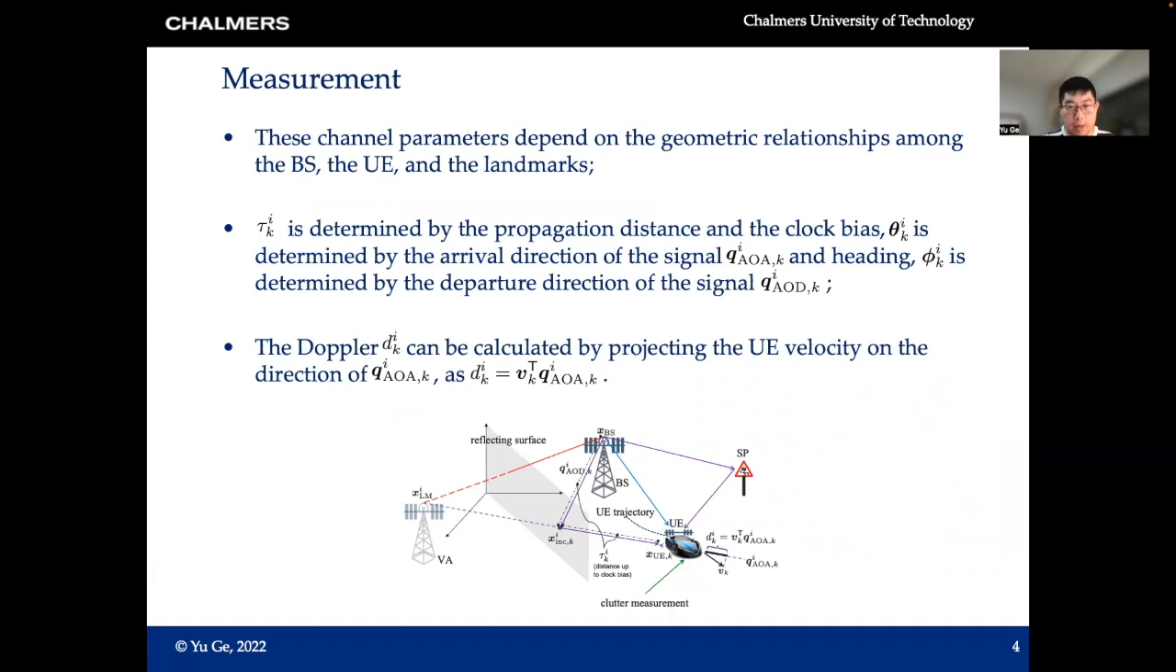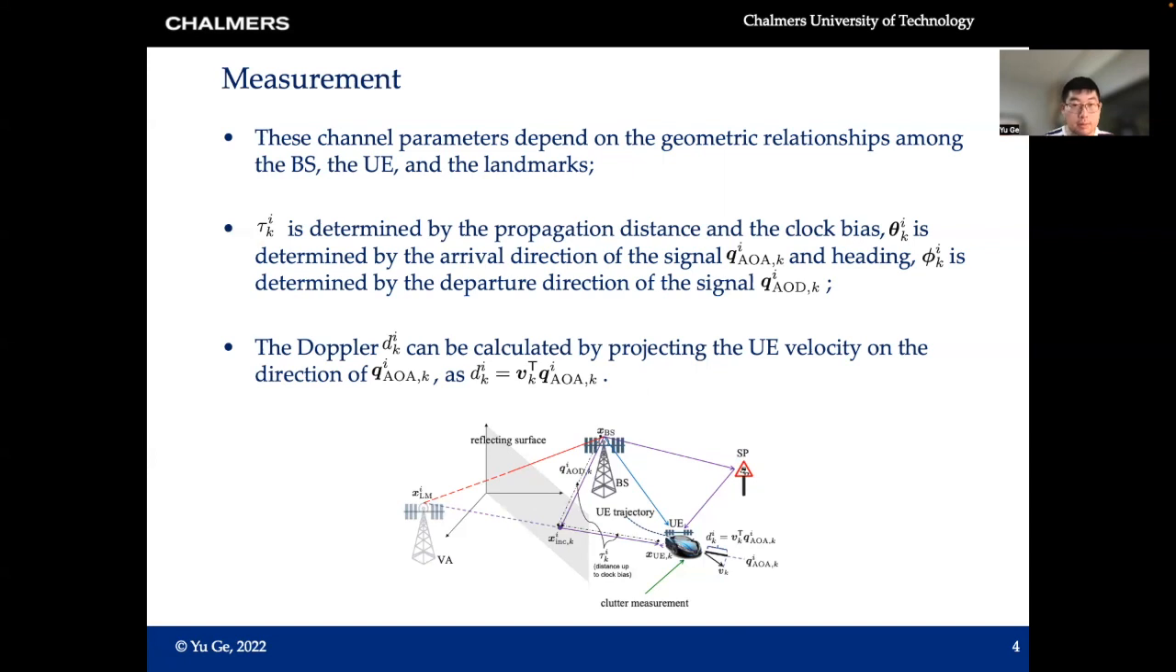Then let's look into the measurements in more detail. The channel parameters of each path depend on the underlying geometry among the base station, the user, and the landmarks, as shown in this figure. The delay is determined by the propagation distance and the clock bias. The angle of arrival depends on the arrival direction of the signal and the orientation of the UE. The angle of departure depends on the direction of the signal and also the base station orientation. The Doppler can be calculated by projecting the UE velocity on the arrival direction of the signal. Therefore, Doppler is positive when the UE approaches the landmark, and it is negative when the UE moves away from the landmark.